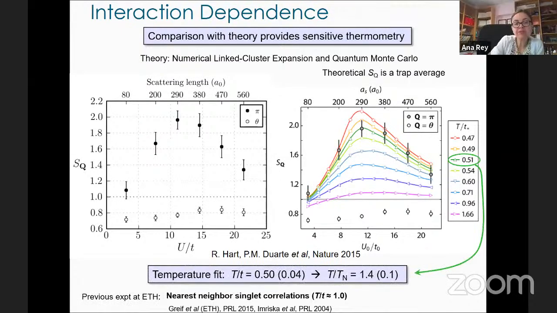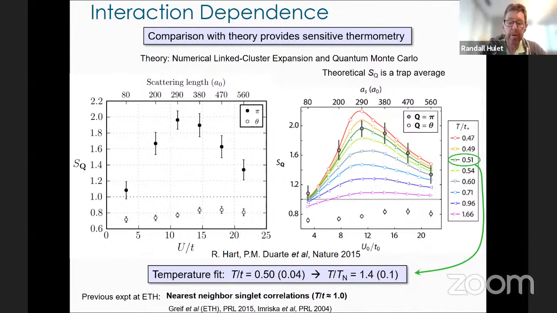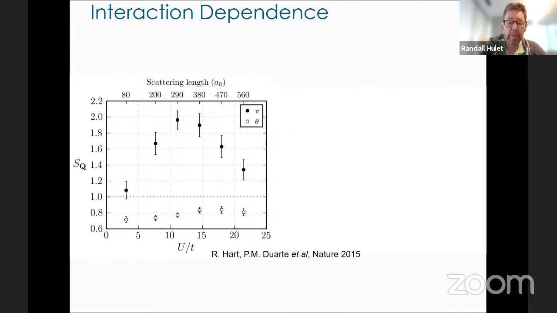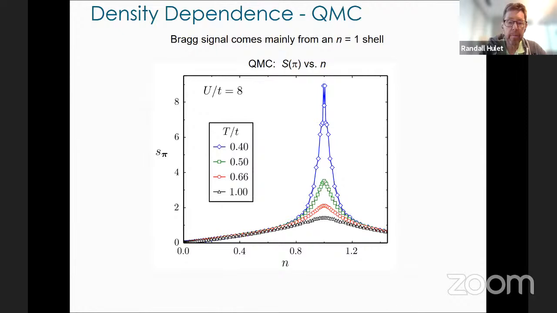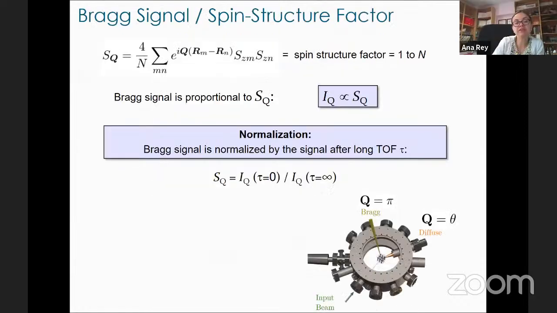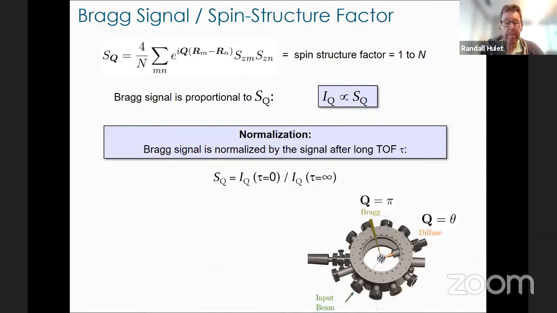Randy, there is a question about normalization. Can you explain how you are normalizing S(Q), and are you normalizing both S pi and S theta using time of flight? And what is the effect of the trap for the structure factor? Yeah, so let me back up a little bit. The first question is, how do we normalize the signal?